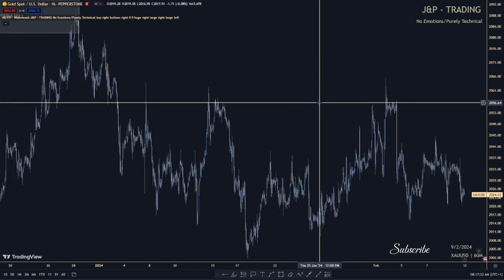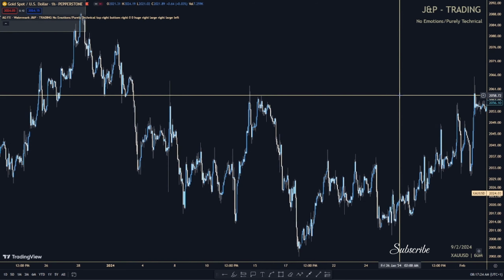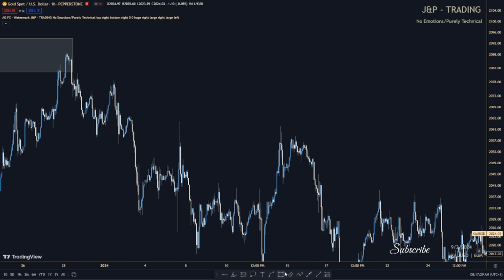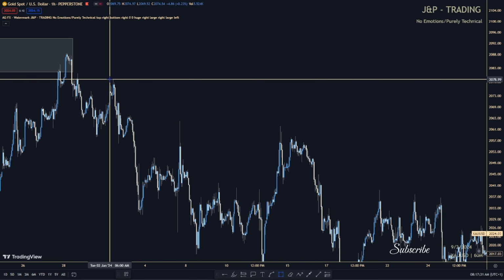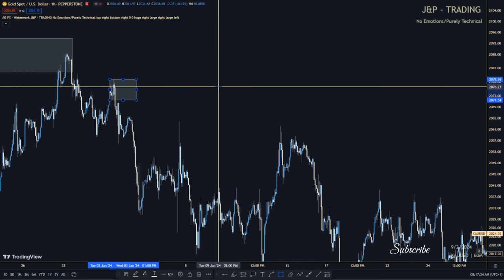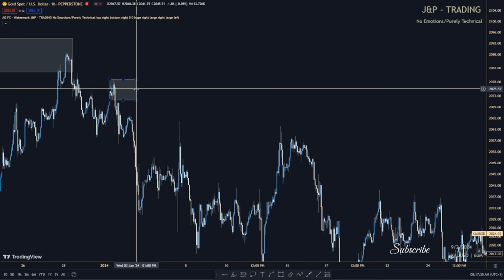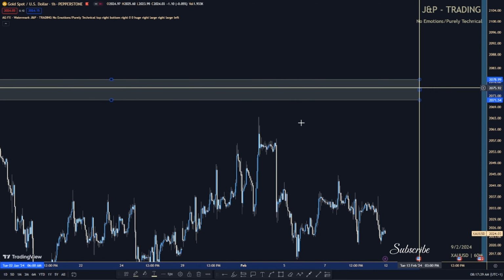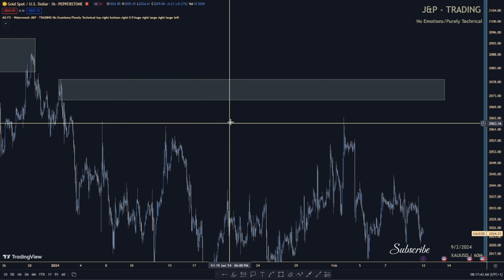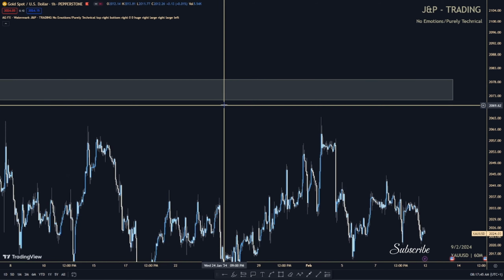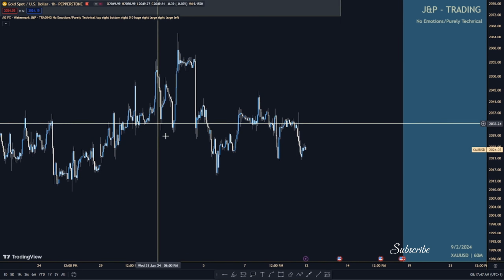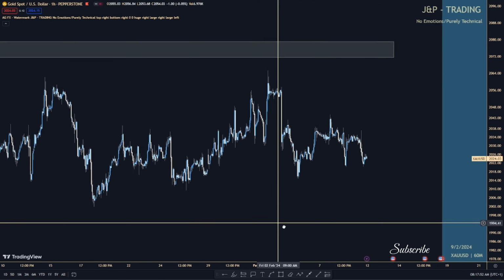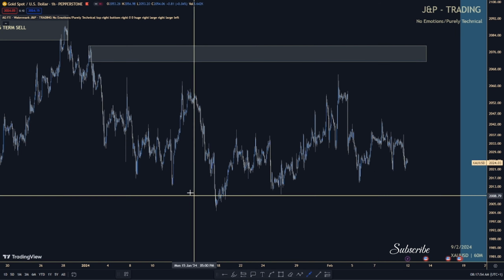So here, as you can see over there, we have our untested supply zone, an unmitigated supply zone. That is a place that is quite strong. We may expect a crash from there also. So when you mark it up, you don't just enter there immediately, but when the market starts reacting from there, then you have to ignore some of your buys. That's the concept here. That's a very strong supply zone over there.